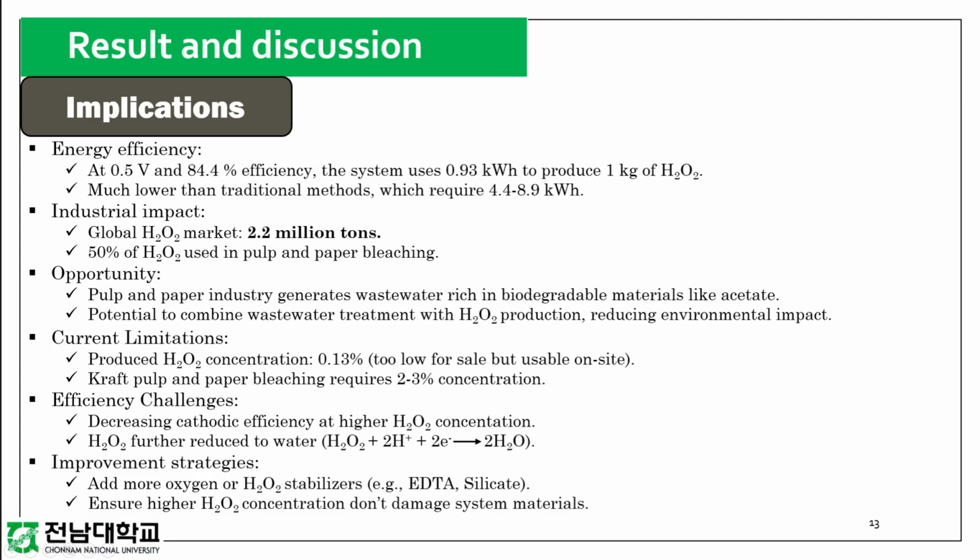To achieve the necessary concentration of 2 to 3%, we must focus on improving efficiency. This could involve adding more oxygen or incorporating hydrogen peroxide stabilizers, such as ethylenediaminetetraacetic acid or silicate. Additionally, we should investigate whether higher hydrogen peroxide concentrations might damage the materials of the system.